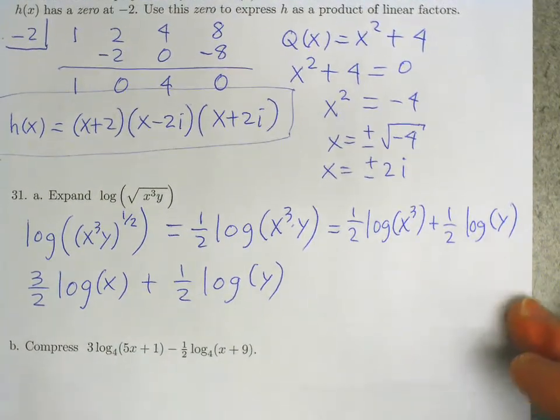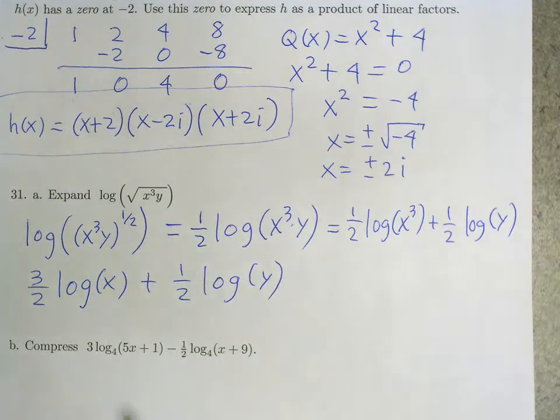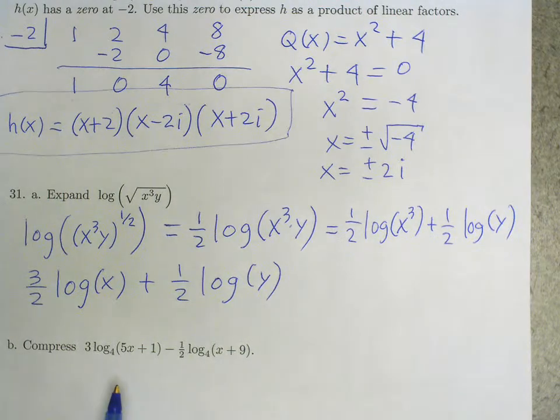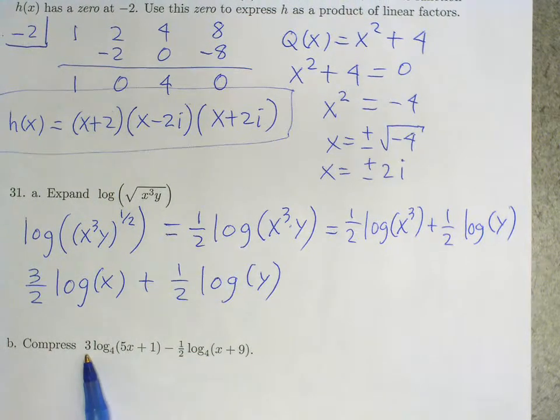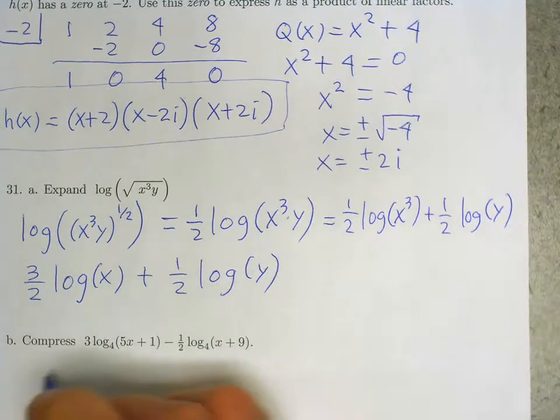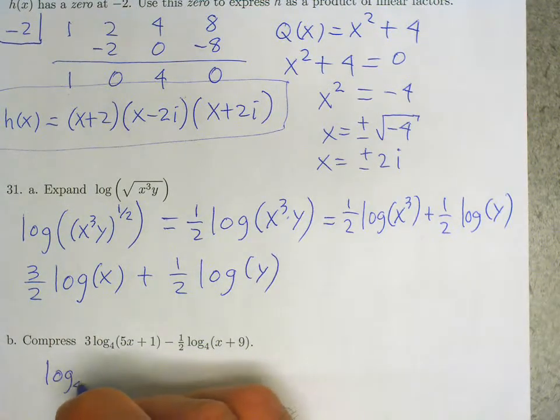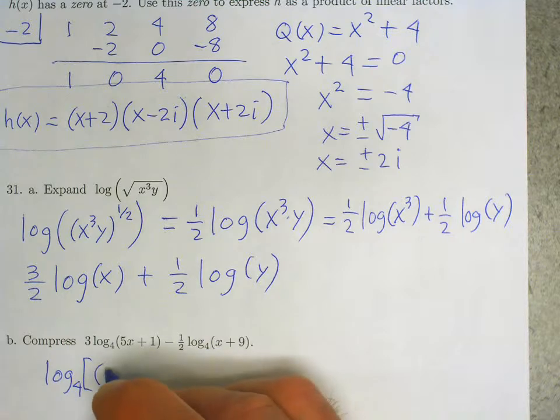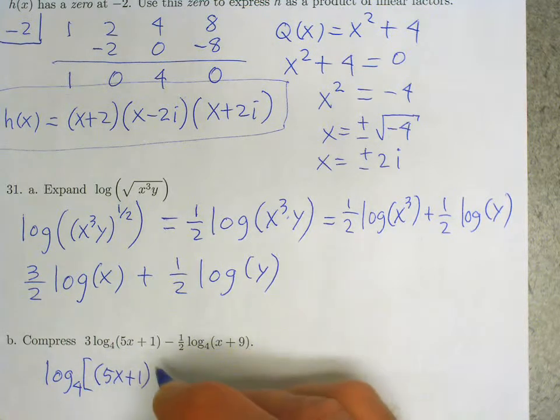Okay, the next one we do the opposite. We have an expanded expression in base 4 logarithms. So in the end, we want a single base 4 logarithm with a coefficient of positive 1. So the first step, move the coefficient 3 to the exponent in the argument. So this will become log base 4 of the binomial 5x plus 1 to the third.